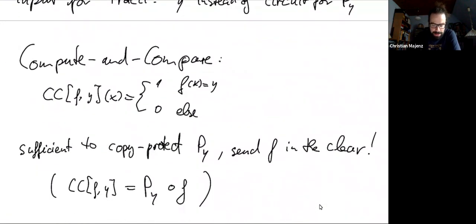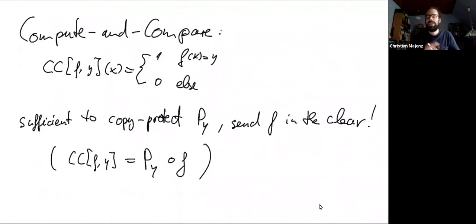So what are compute and compare programs? I want to quickly mention this. In the rest of the talk, I will focus on point functions, but compute and compare programs are slightly more expressive generalizations of point functions, where first a function is computed and then the output is input into a point function. So the compute and compare program defined by a function f and a point y, evaluated on x, outputs 1 if f(x) is y, and 0 else. As you can see, this program implements the composition of a function f and a point function y.